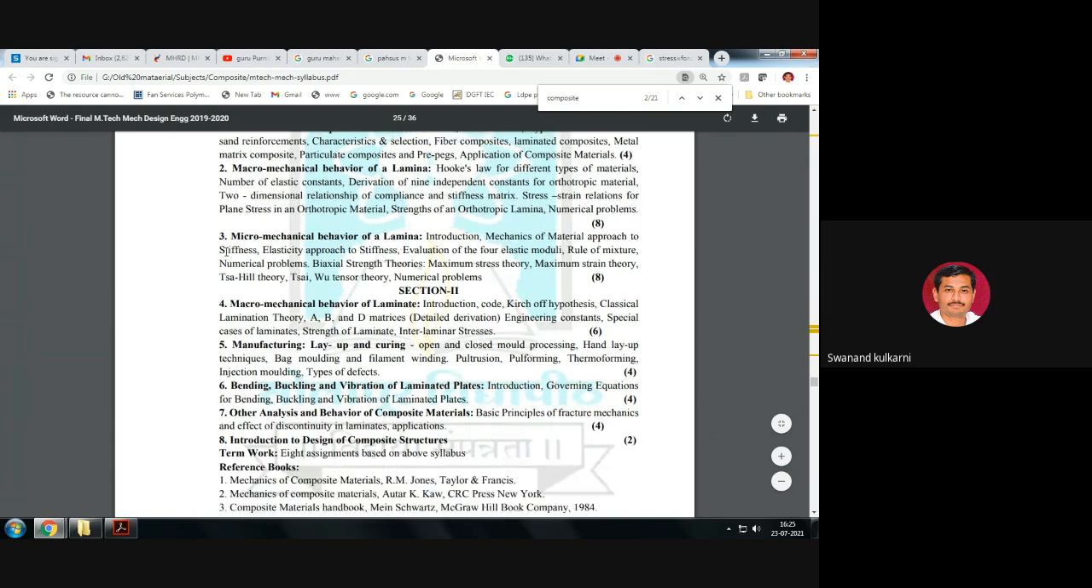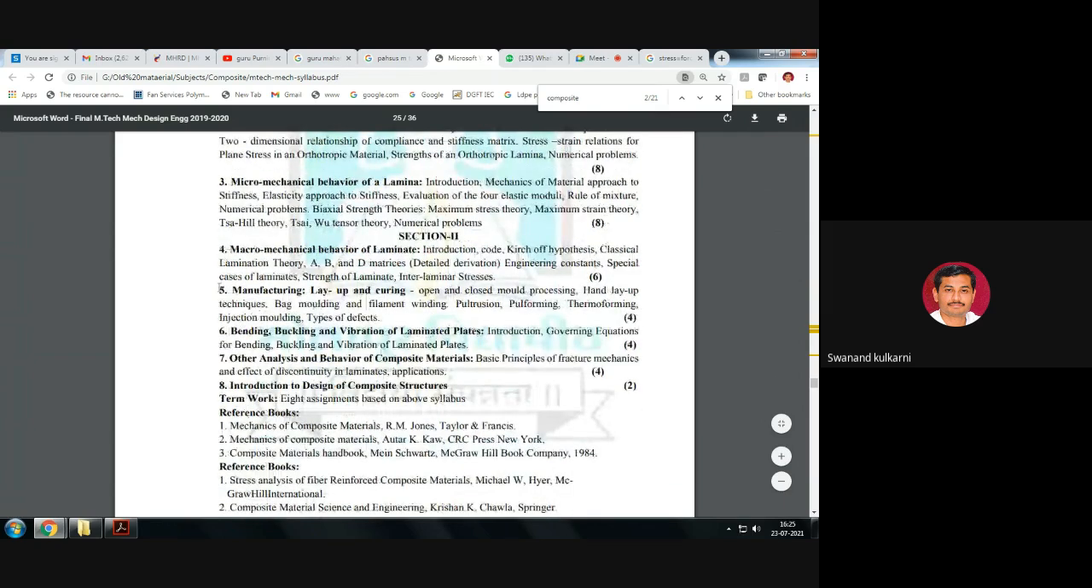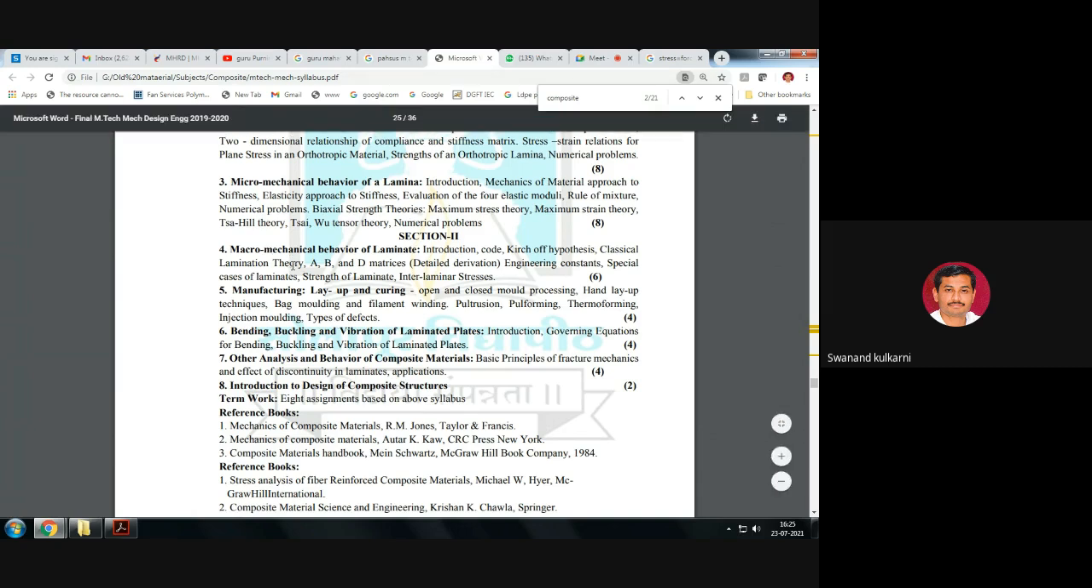so that we will be able to complete these chapters. So chapters number 1, 2, 3 contain section first. So section first will get completed with this chapter, and in section second we have already completed the chapter manufacturing, layup and curing. Is it okay? So with the finish of this particular part of failure theories, we will switch over to the macro mechanical behavior of laminate. Is it okay? So that part will be remaining only.